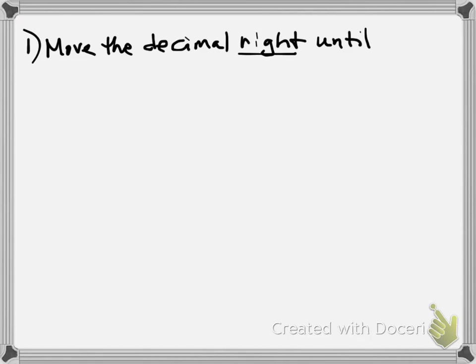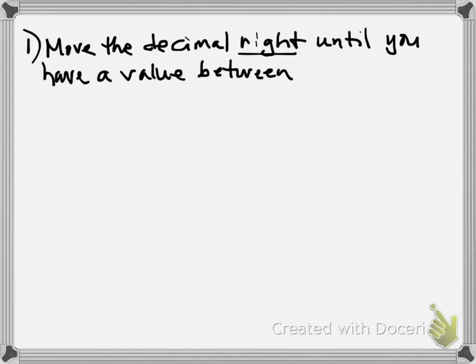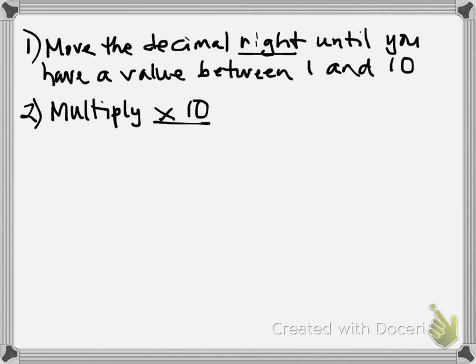until you have a value between 1 and 10. Now remember, it can be exactly 1, but it could never be 10. It could be 9.99999, that would work, but it can't be exactly 10. It can only have one digit in front of the decimal. Step 2, multiply by the power of 10. So multiply by 10. So you're going to actually physically see that multiplication symbol and the 10 after it.